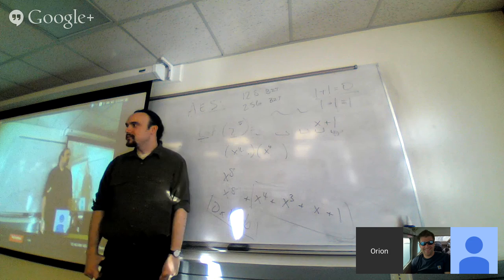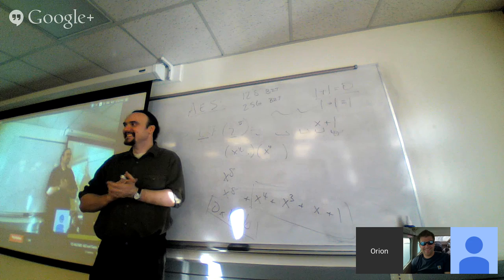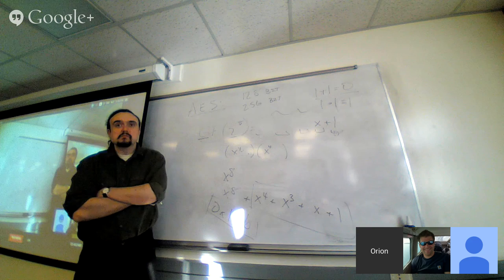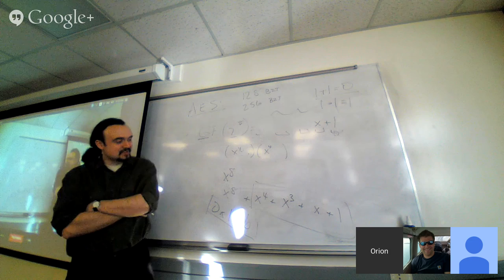So can we do arithmetic in GF? Well, wait. How do you know? You have x to the fourth, x to the fifth. How do you know that came from x to the eighth? Well, you don't. I mean, this is just the output of some multiplication.